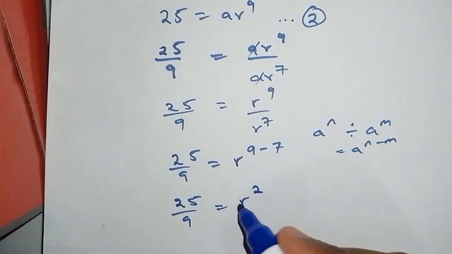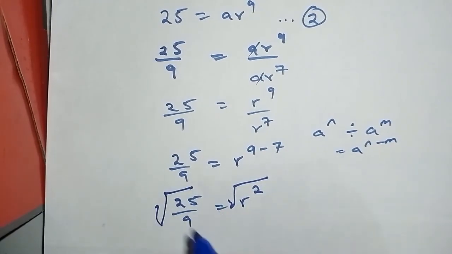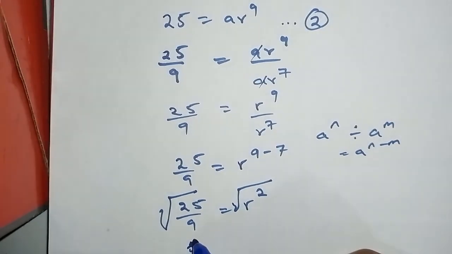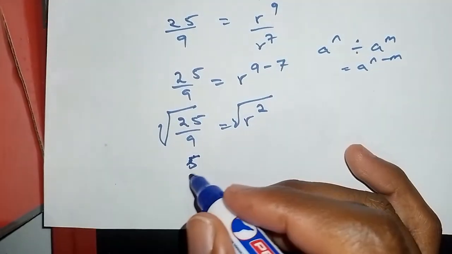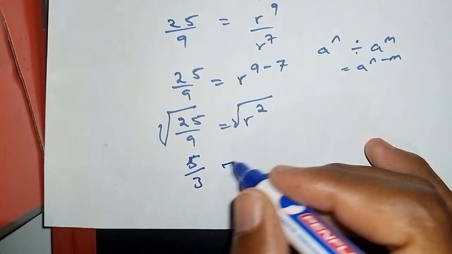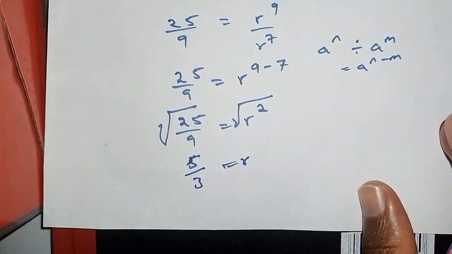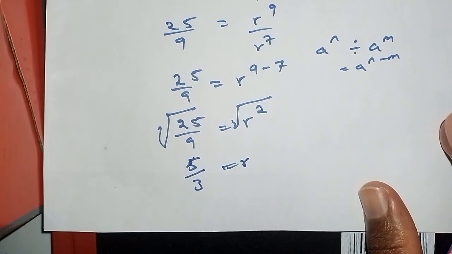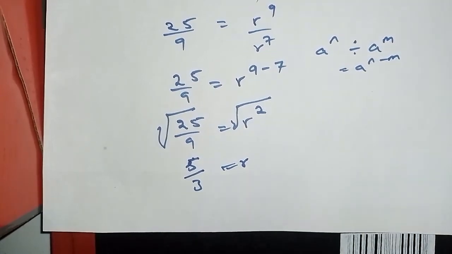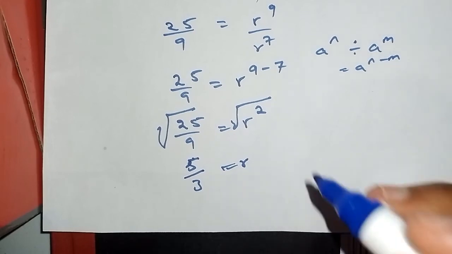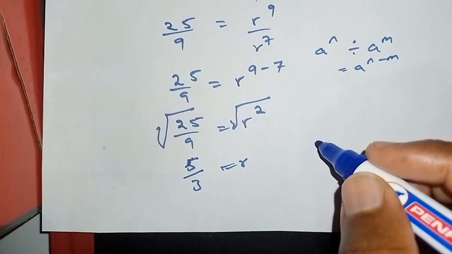Now I need the value of r, so I introduce the square root. The square root of 25 is 5, the square root of 9 is 3. This is equal to my r. Now if I have this, then I can determine my value of a.